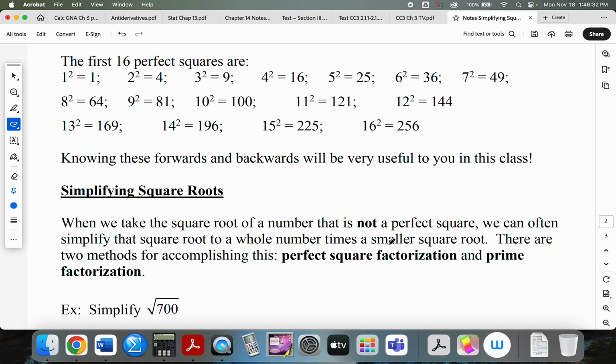You need to know those. Okay? And it'd be probably helpful if you knew more than those. So I'm going to write a couple of other ones. 17 squared, did anyone know that one? Sometimes I find students know those. 17 squared is 289.